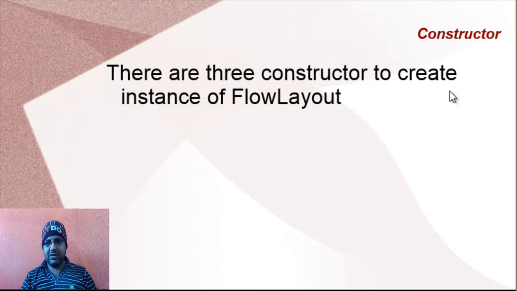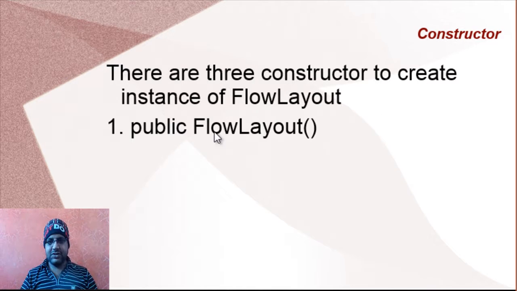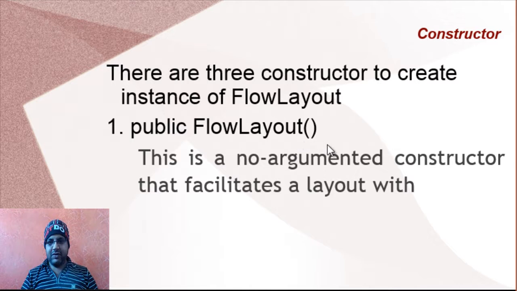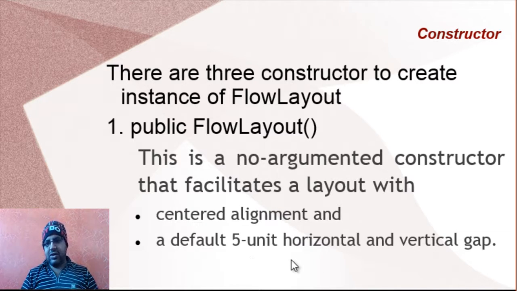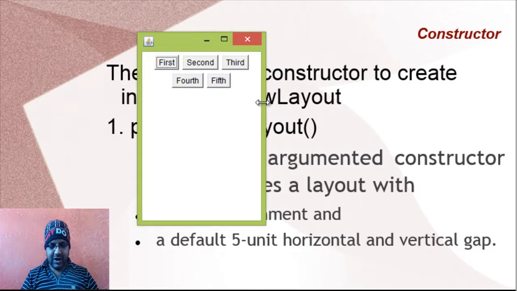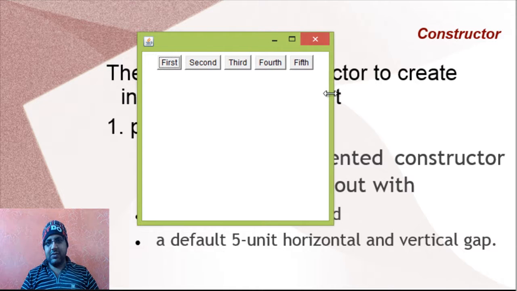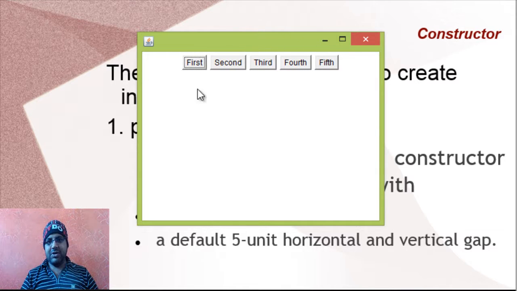So there are 3 constructors to create an instance of flow layout. The first one is the no-argument constructor, which will lay out our container with center alignment, and horizontal and vertical gaps are kept at 5 units, as we see here. If we drag this frame, even then all the components are in the center with 5 pixel differences. If it is not clearly viewed, I can change the background color of this frame. Just wait.